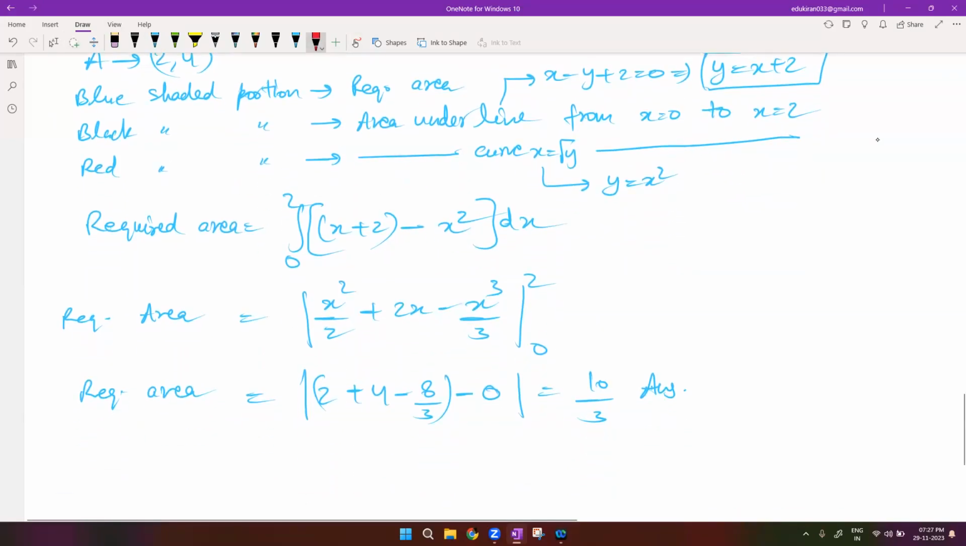And always remember this. Area is always positive. So if the answer comes negative, you have to take the modulus, because area is always positive.